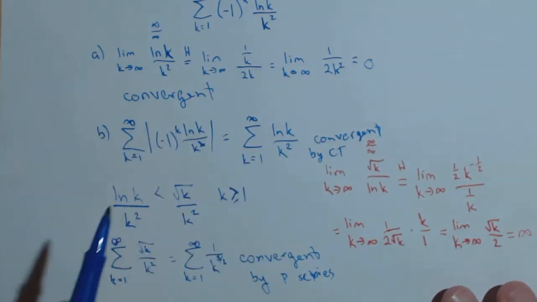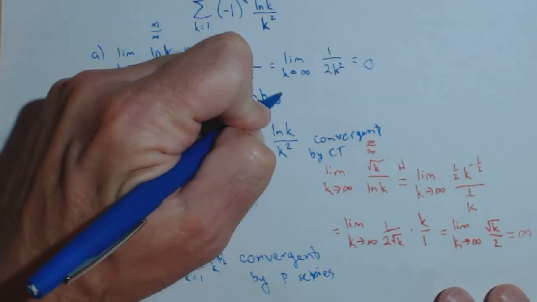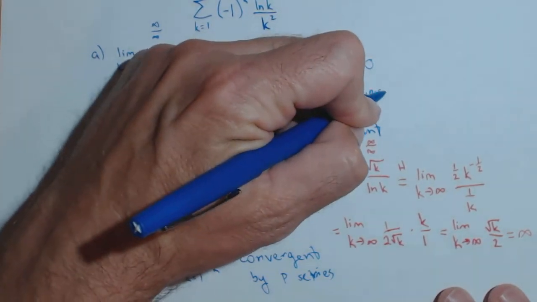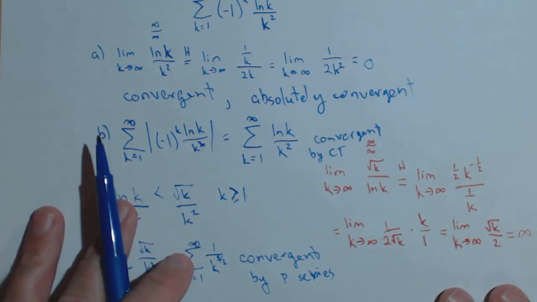which means the original series is not only convergent, it is also absolutely convergent. So that's how we can show absolute convergence.